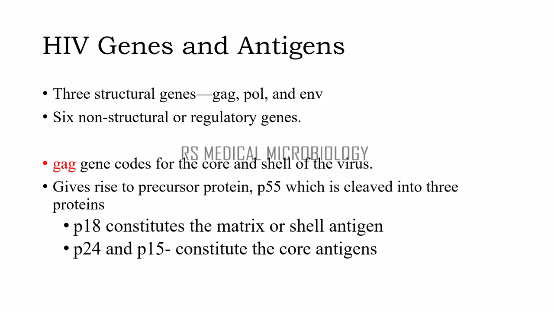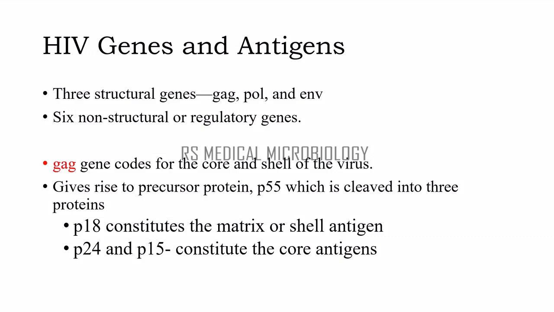Now, when you look at the antigenic structure, it has 3 structural genes and 6 non-structural genes. The 3 structural genes are required for the virus to multiply and be active. Regulatory genes, or the non-structural genes, are the ones which are not actively involved in the formation of the virus, but they can regulate when the virus has to multiply and when it has to be in a latency period. So first we'll talk about the structural genes.